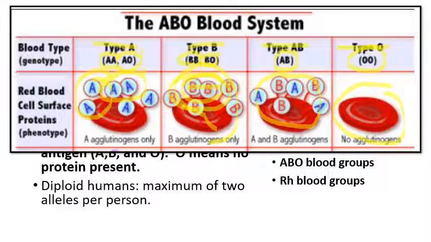Okay, so what would happen if you transplanted B blood cells with the B protein on the surface into a person that was type A? That person has A's on the surface of their blood cells, and so their immune system would perceive that the B's are a foreign invader and destroy all those cells.